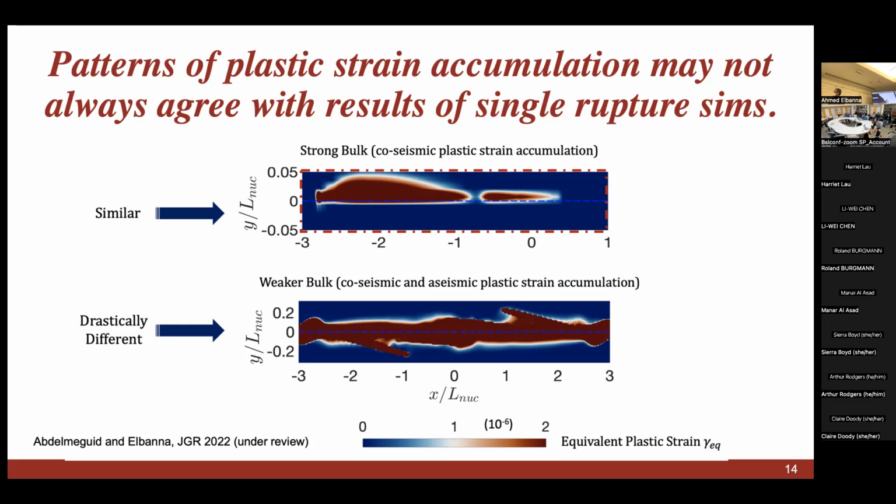On the other hand, if we have a weaker bulk, say by reducing the cohesion, we observe something very interesting. We observe that plasticity, as you look at it on the long term, seems to accumulate on both sides of the fault. So it seems like the distinction between the dilatational and compressional quadrant does not exist.